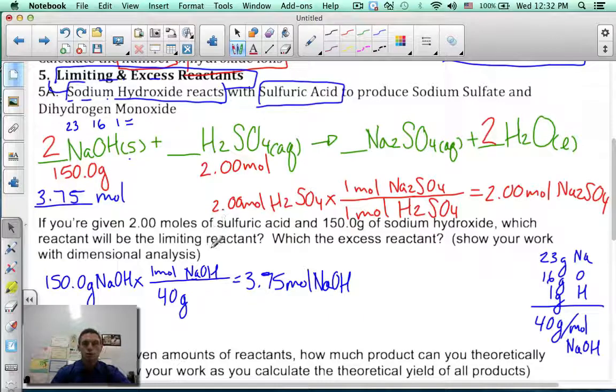3.75 moles. Some of you might be saying to yourself, well, I have more moles of sodium hydroxide than I have of sulfuric acid, so sulfuric acid must be my limiting reactant. Is it? I don't know. Let's take a look.